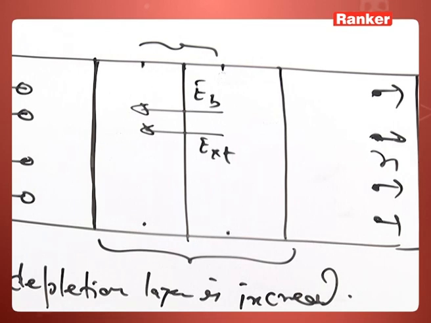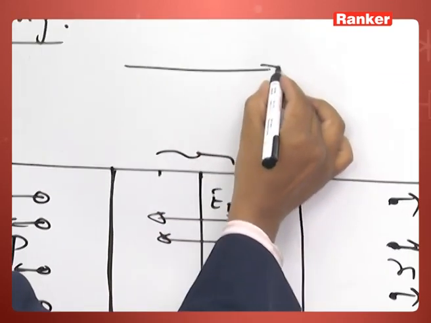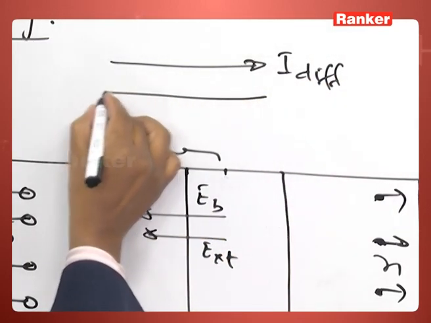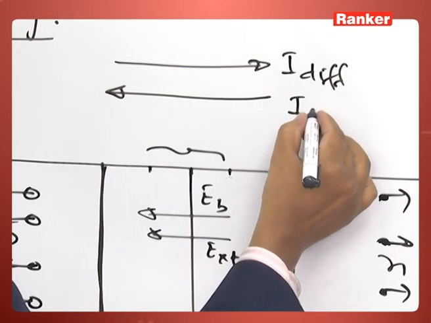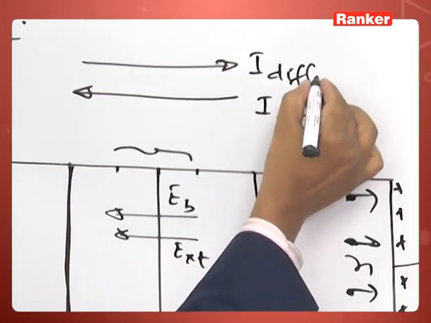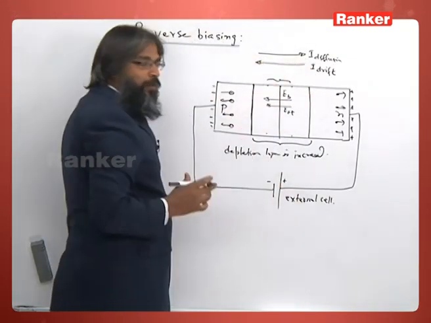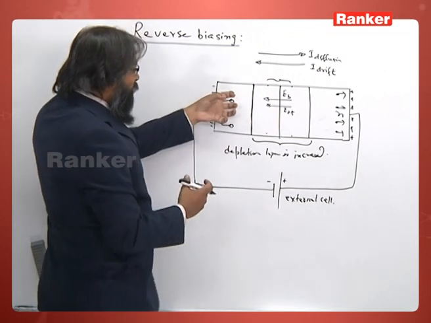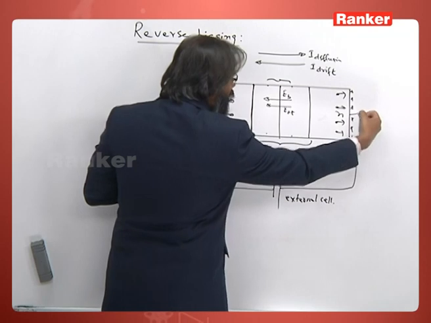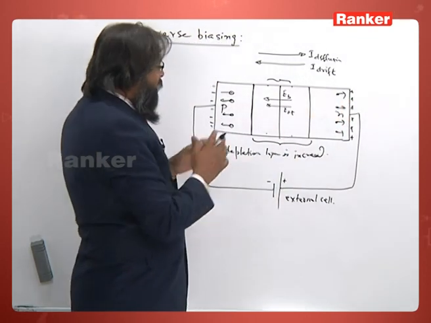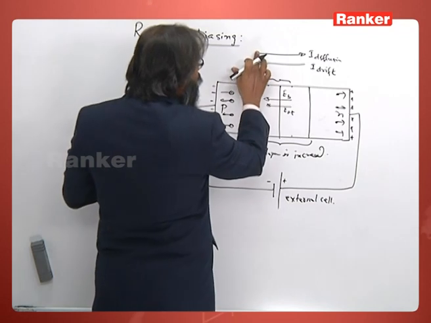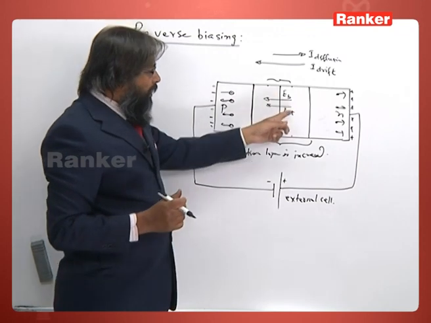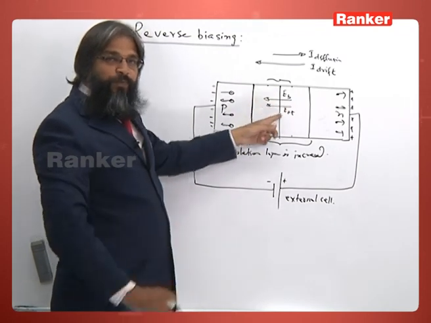So what happens? Previously, when there was no biasing, there was I diffusion and I drift. Both were equal. Now when I have reverse biased it, what has happened? These holes have been pulled this way and electrons this way. So the junction depletion layer increases and so the diffusion current is decreased. So now it is shortened. Also the junction electric field has increased.